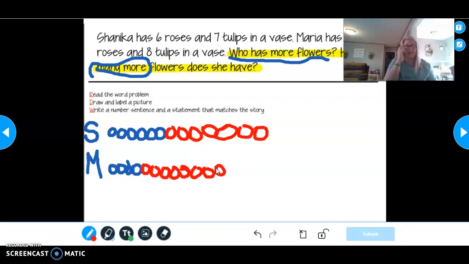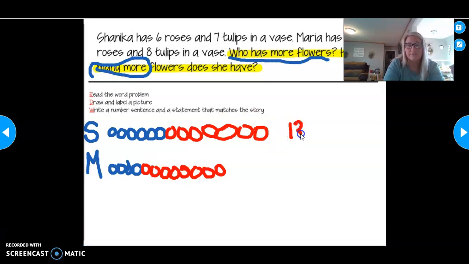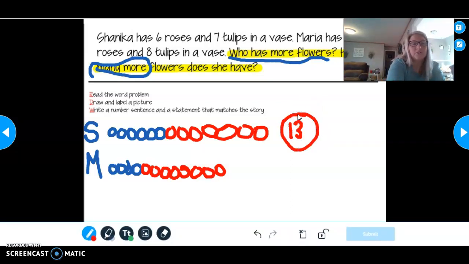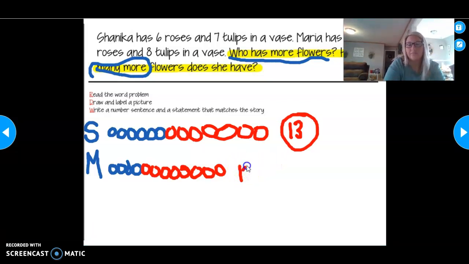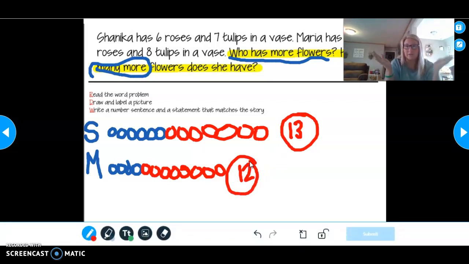Okay, now I can determine who has more flowers. So I'm going to count Shanika's and Maria's and put that number to the side. 1, 2, 3, 4, 5, 6, 7, 8, 9, 10, 11, 12, 13. So Shanika has 13. And Maria has 12. So who has more? Shanika has more flowers, okay?